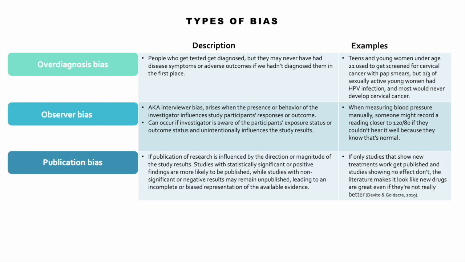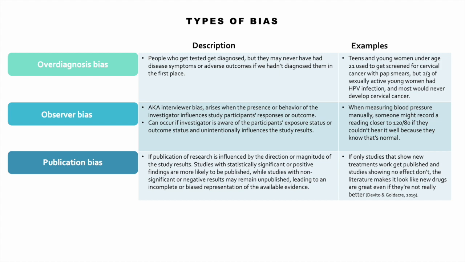Overdiagnosis bias is a little bit similar to lead time bias, but it's based just on diagnosis versus having people in the community who aren't diagnosed, compared to lead time bias that's focused on duration of time observing the person following diagnosis. Clinicians in the US used to commonly do pap smears to screen for cervical cancer in teenagers and women under age 21 who were sexually active. But back before the HPV vaccines were available, 2/3 of sexually active young women used to get HPV. It was by far the most common sexually transmitted infection. And most young women who got HPV would never develop cervical cancer.